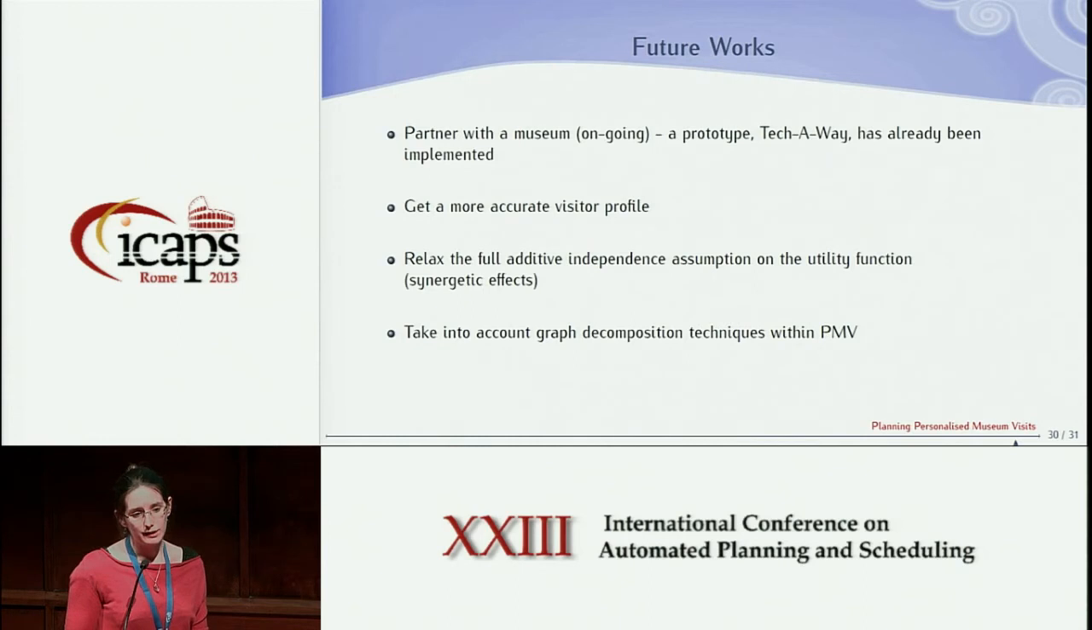And we would like to relax the independence assumption for summing utilities. So we would like to represent the fact that if we visit two artworks together, it may bring more satisfaction to the user than just adding the utilities of the two artworks independently. And the last perspective is that most of the time in the museum, artworks are not put randomly into rooms. They have something in common, which can be the topic, the period in which they were made, or something like that. So in most museums, this may be something to take into account, and I'm sure that we can improve our algorithms, especially PMV.